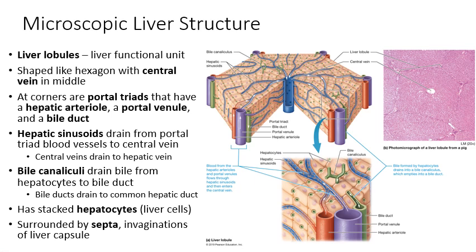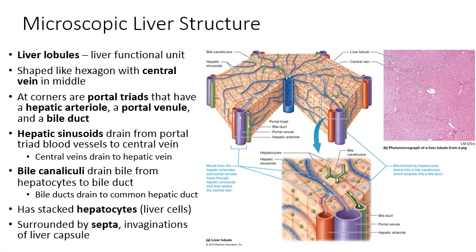Then you have capillaries that are connecting the hepatic arterioles and the portal venules to the central vein in the middle. They're sinusoid capillaries, so those are called hepatic sinusoids. The sinusoid capillary, as you remember, has large holes in the walls of it so that cells can actually get in and out of the capillary pretty easily.